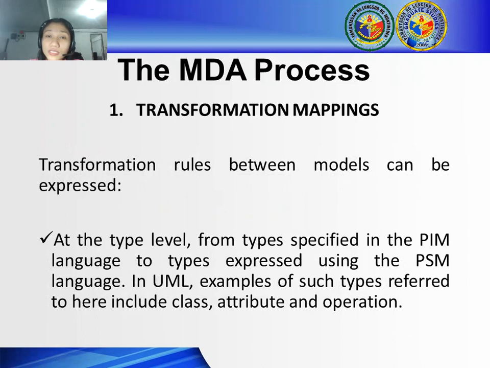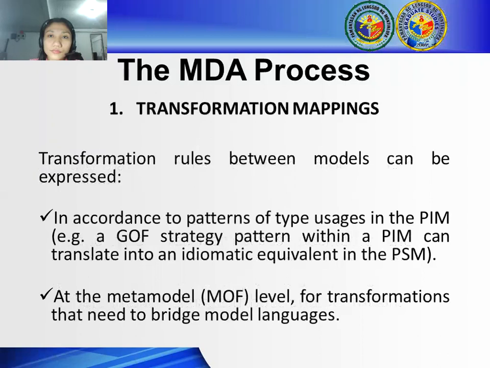Transformation rules between models can be expressed at the type level, from types specified in PIM languages to types expressed using the PSM language. In UML, examples of such types include class, attribute, and operation. They can also be expressed in accordance with patterns of type usages in the PIM; for example, a GoF strategy pattern within the PIM can translate into an idiomatic equivalent in the PSM. At the meta-model level, they are used for transformations that need to bridge model languages.